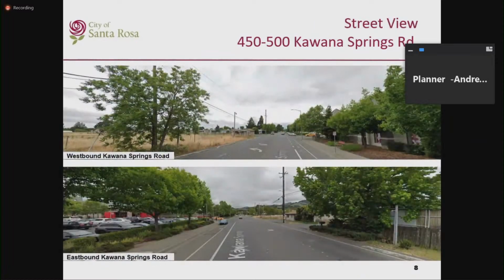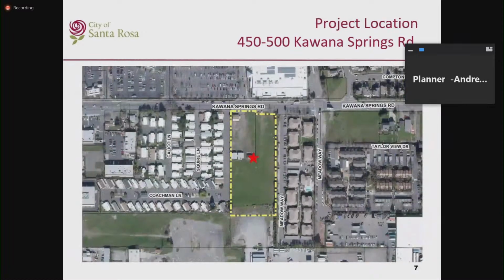Previous slide, please. So the project site is comprised of 2 parcels totaling 3.73 acres. The smaller parcel at 450 Kiwanis Springs Road, to the left and up of the red star, was previously used for outdoor storage, but currently has several vacant structures on it. The larger parcel with address 500 Kiwanis Springs Road was previously developed for residential use, but that was demolished in the early 1990s. Since then, the land has been disked and maintained as vacant land. Next slide, please.